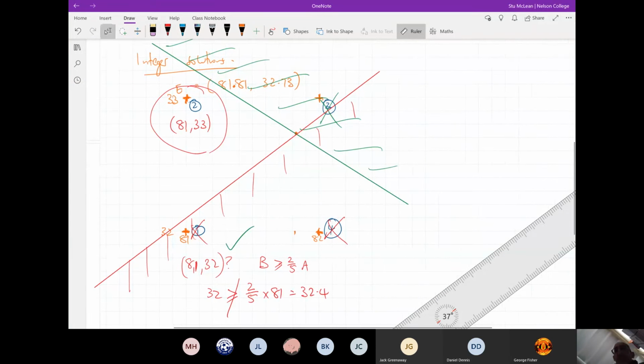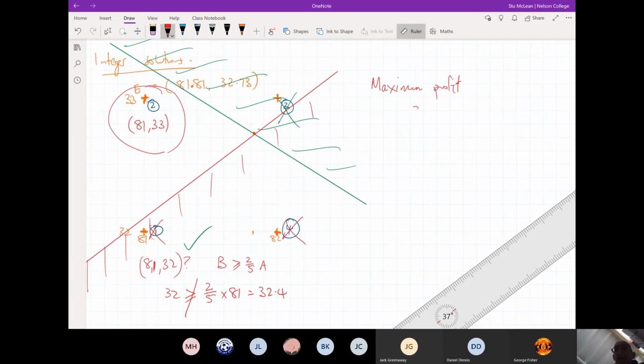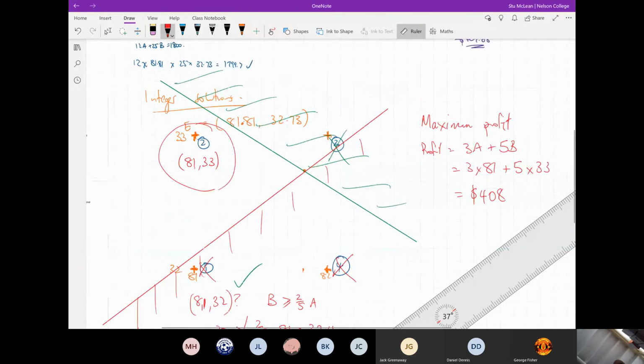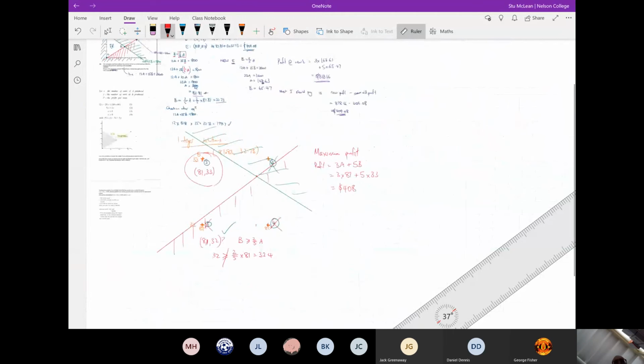So with integer solutions, the maximum profit, got the same profit equation again, 3A plus 5B, 3 times 81 plus 5 times 33, 5 times 33, $408. Okay, it's slightly different to the 409 we had before because we've come back to the left, but we've actually been able to go up slightly.